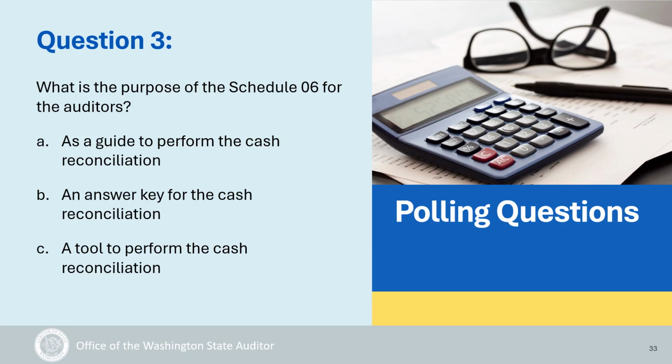Now, while the Schedule 06 may tie out to the cash flow reconciliation perfectly, wouldn't that be awesome? It is really only used as a tool to assist in performing the cash flow reconciliation during our audits. It should assist in conversations between the auditor and the preparer in the case that any questions are presented as a result of the auditor performing the cash reconciliation.